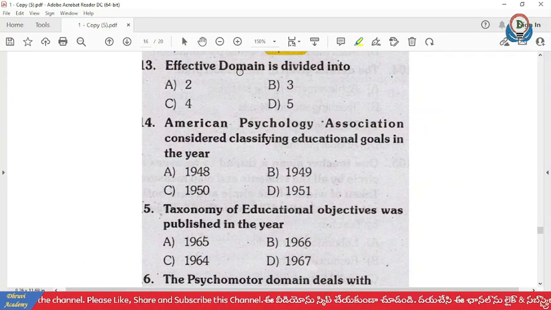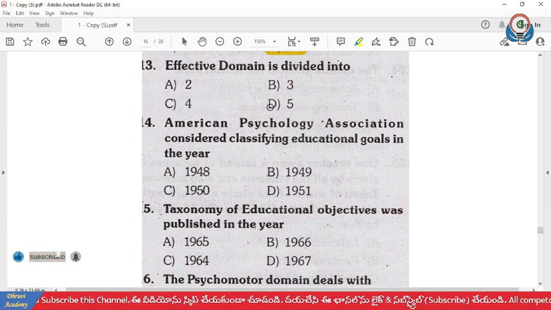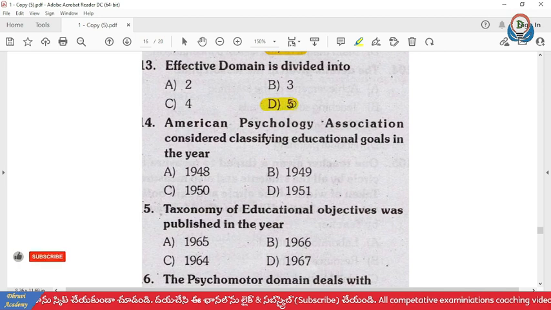Affective domain is divided into how many? A. 2, B. 3, C. 4, D. 5. Which is the right answer? The affective domain is divided into 5. Its answer is 5.